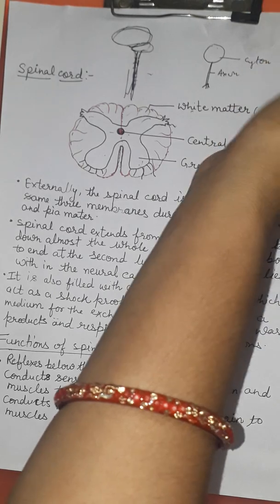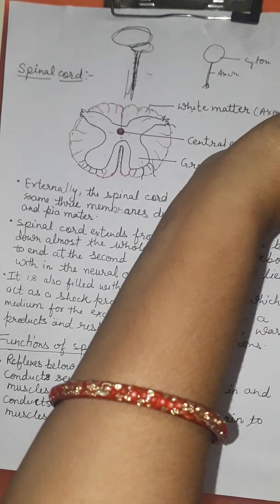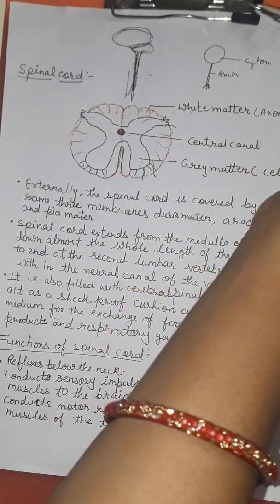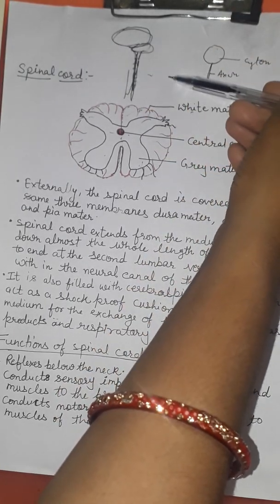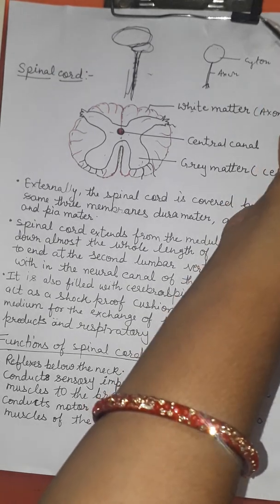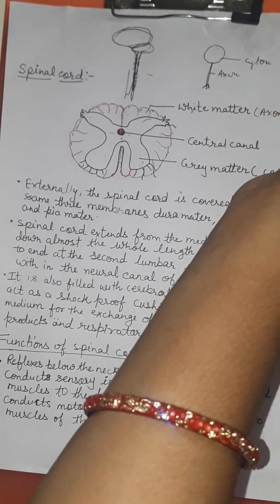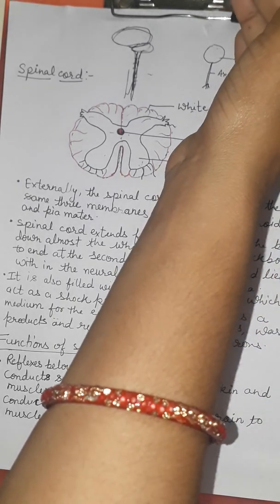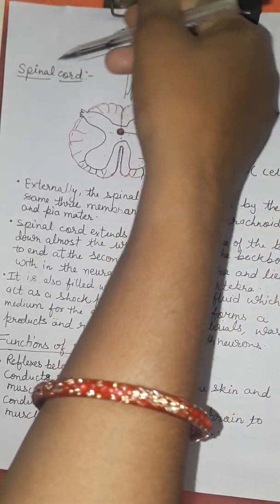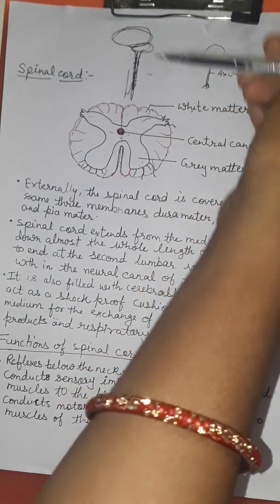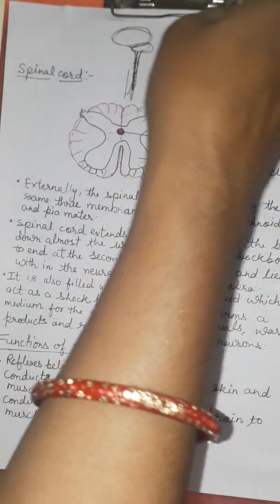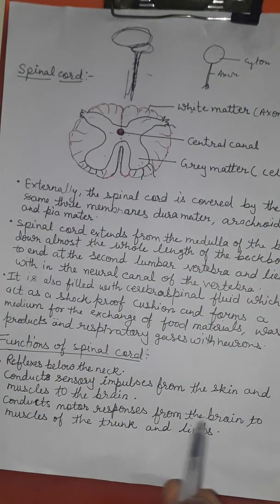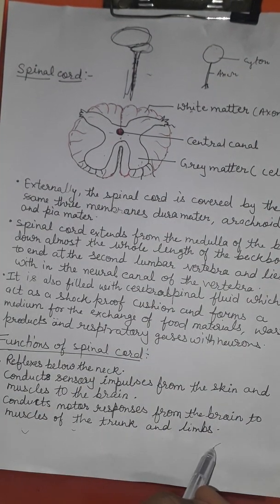What is the function of this cerebrospinal fluid? It acts as a shock-proof cushion and forms a medium for the exchange of material, waste products and respiratory gases in the neurons. Now the function: what is the function of this spinal cord? All of you know it; we studied it in previous classes also. It controls reflexes below the neck, conducts sensory nerve impulses from skin and muscle to the brain, and conducts motor impulse responses from the brain to the muscles of the trunk and limbs.